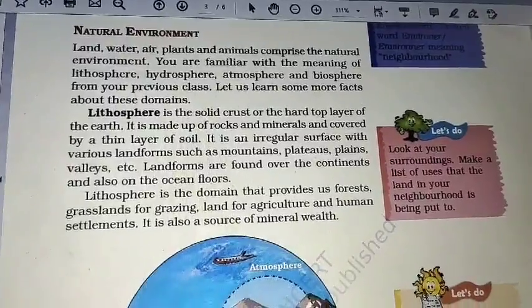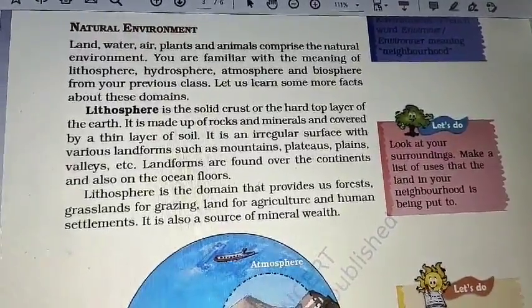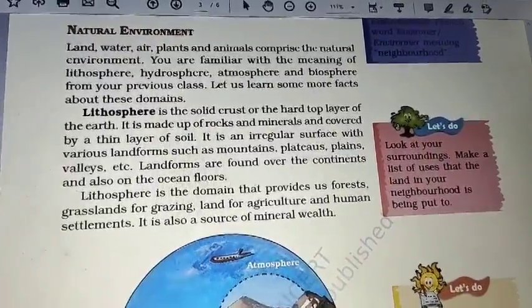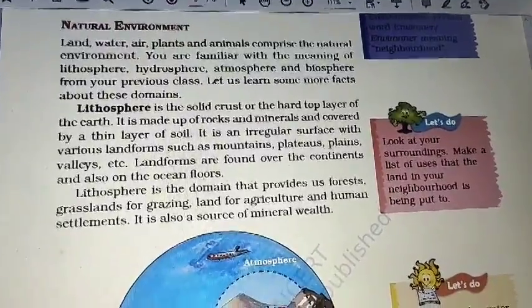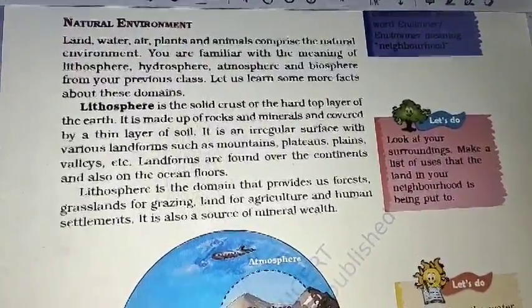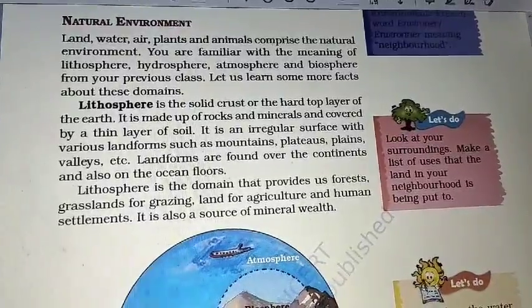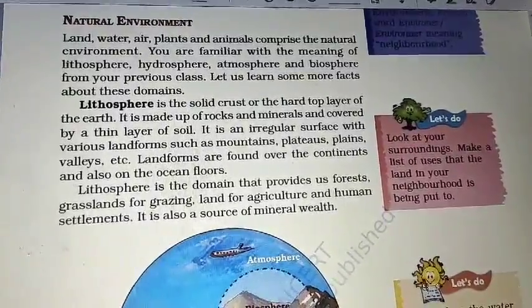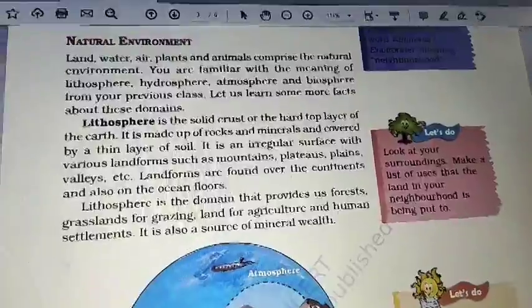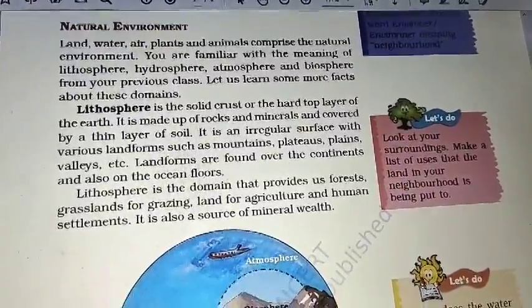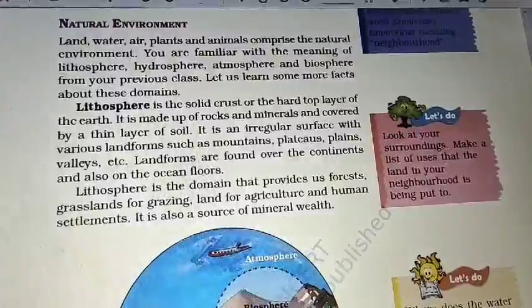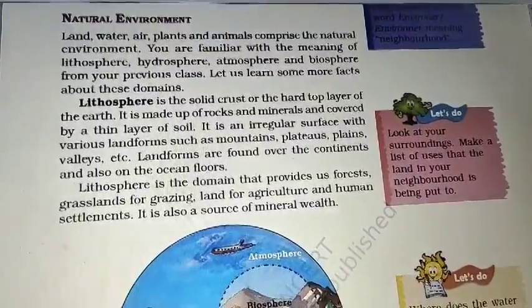Okay, now let's move to the natural environment. As we have already discussed, what is the natural environment? The things which are given by nature and available in the environment are known as the natural environment. What are the things given by nature to us? Land, water, air, plants, animals. These all are there in the natural environment.